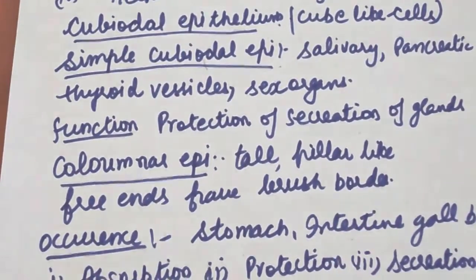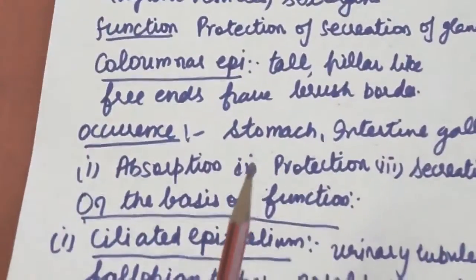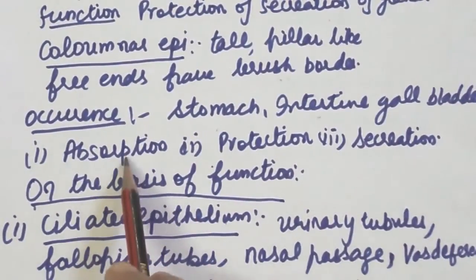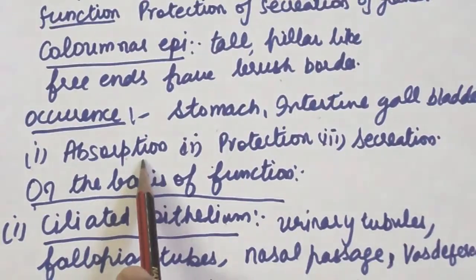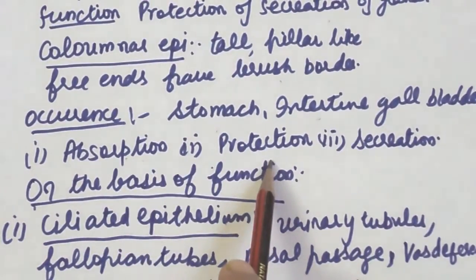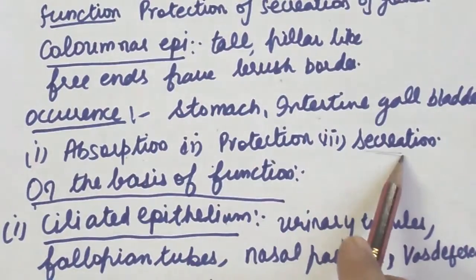Now what are the functions? Functions of columnar epithelium. Columnar epithelium of intestine is specialized for absorption of water and digested food. It provides protection to underlying tissues. As a component of most glandular epithelia, it takes part in secretion.